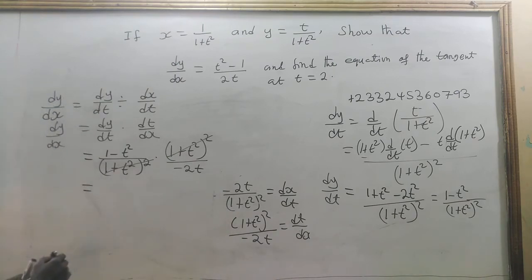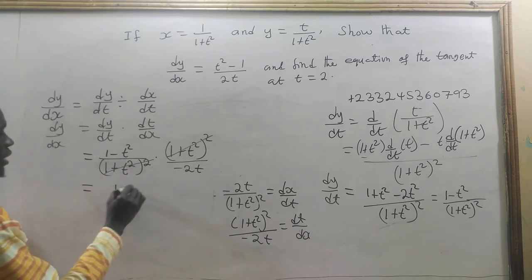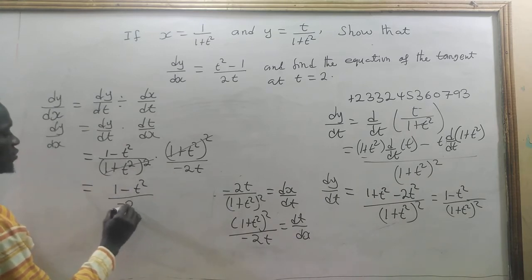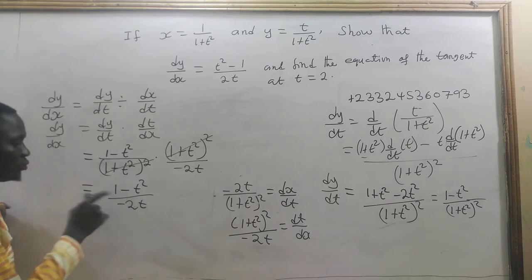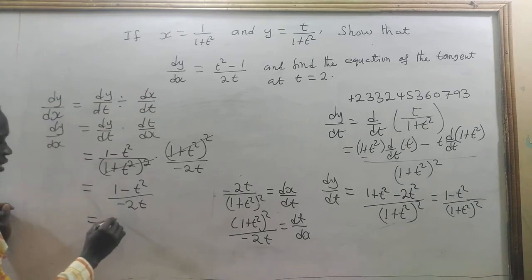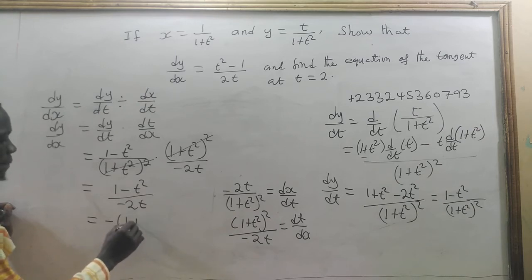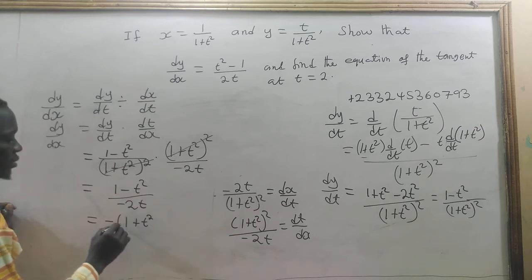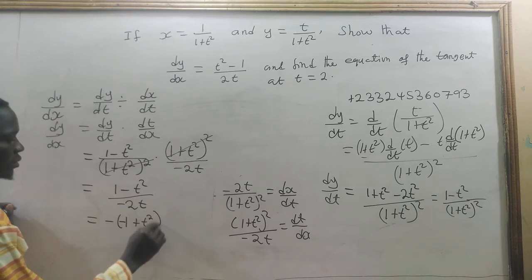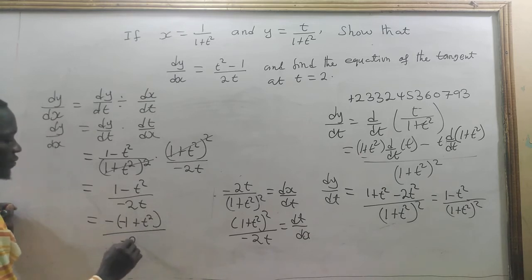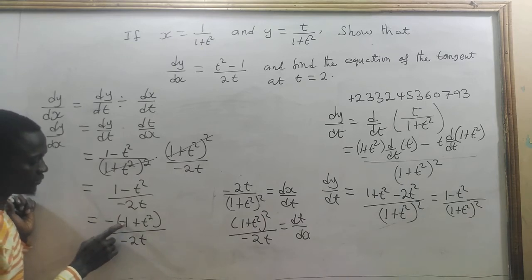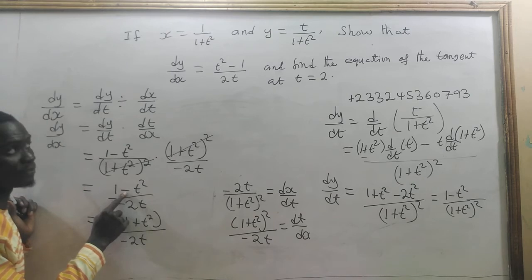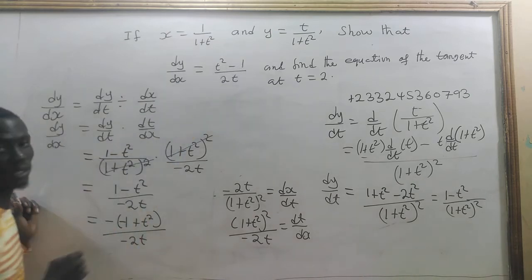So you'll be left with 1 minus t squared divided by negative 2t. And here I'm going to factorize negative out at the numerator side. So I have negative into bracket 1 plus t squared, all divided by negative 2t. Now check this one out. Negative times negative will give us positive. Negative times positive will give us negative. So that you get what they want here.